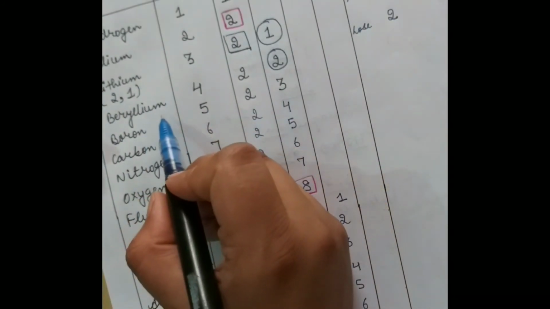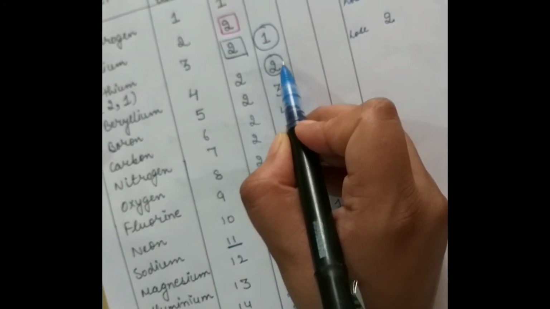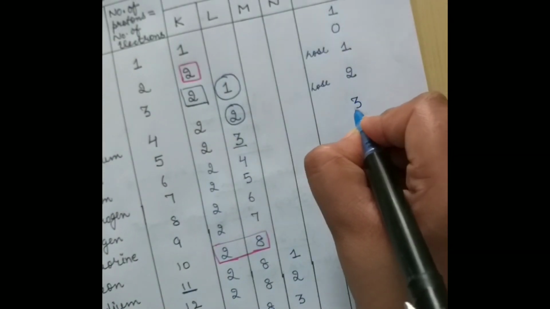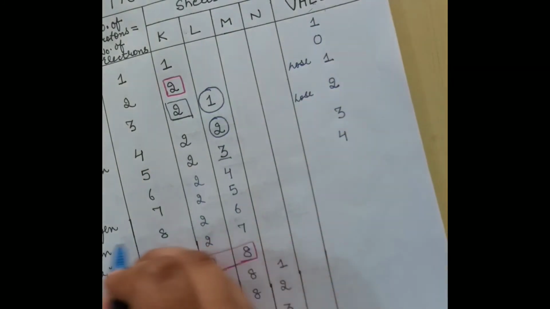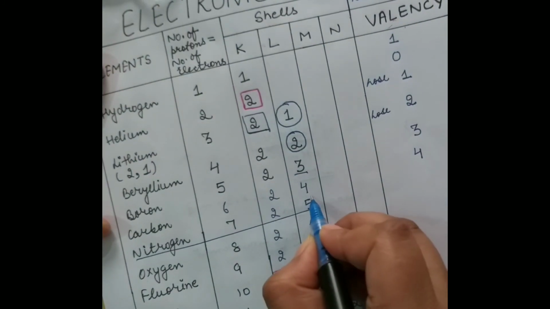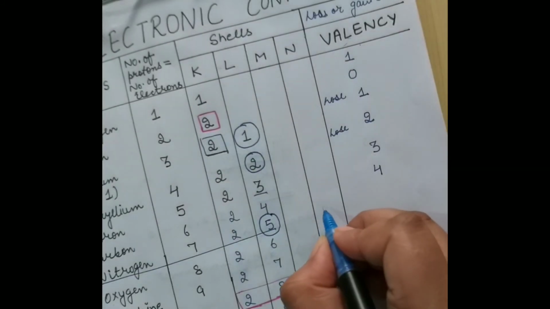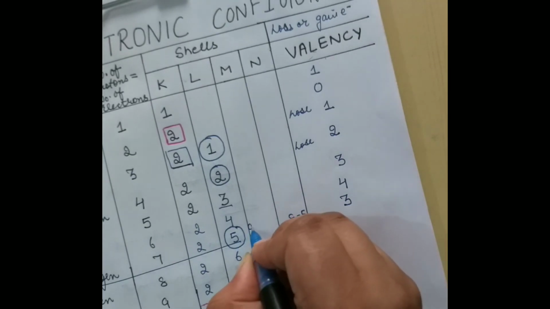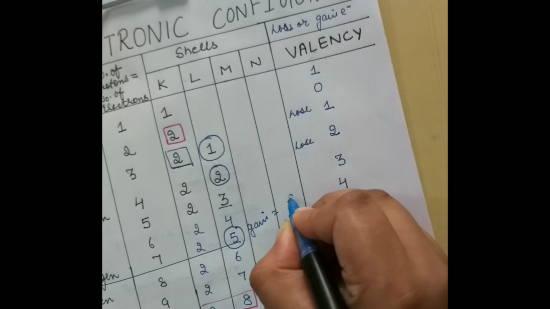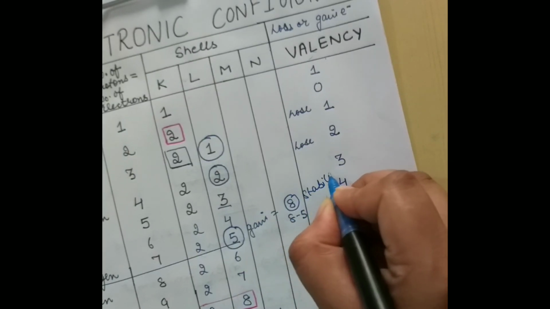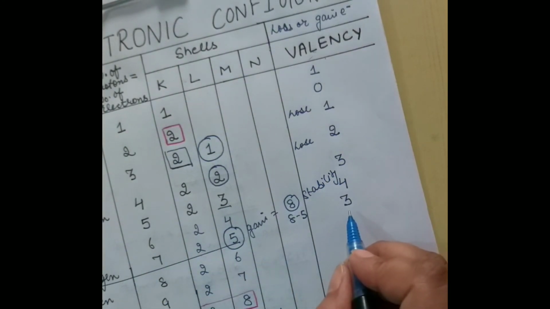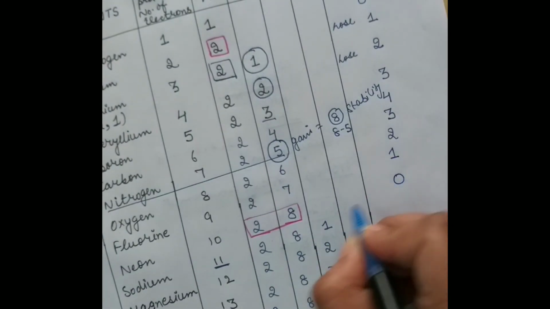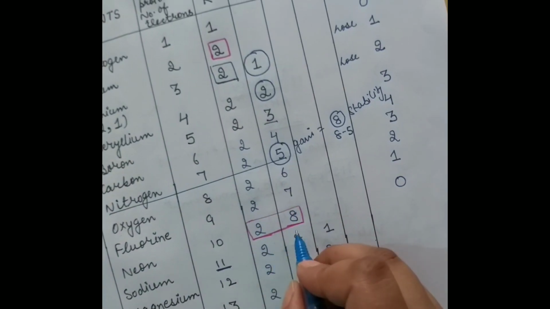Now if we see here, beryllium has 2 electrons in its outermost shell, so the valency of beryllium is 2. Now boron has 3, so valency will be 3. Carbon 4, valency will be 4. Now nitrogen has 5 electrons in its outermost shell, which means 8 minus 5. So the valency will come out to be 3, as it has to gain 3 electrons so that it can become 8 and reach its stability. So the valency of nitrogen is 3. Then oxygen 2, fluorine 1, neon 0, as it is already stable.